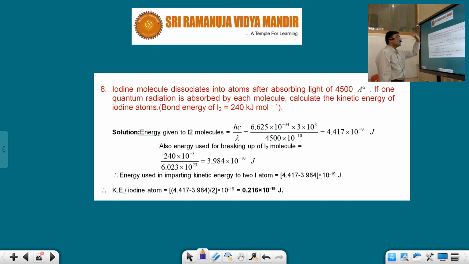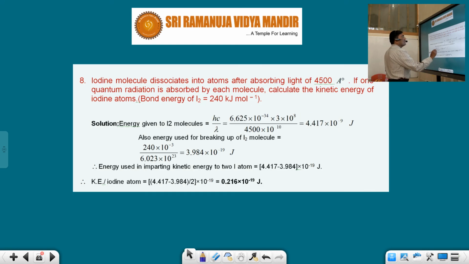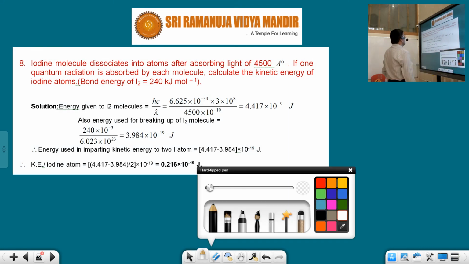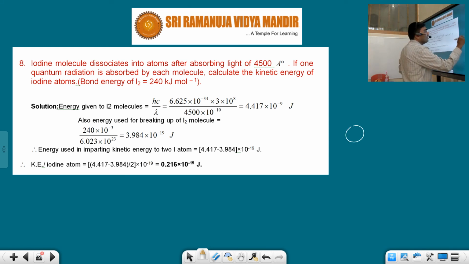Let us see an interesting question. Very, very important question. So I'll explain very slowly. Have a look. Now you have here iodine molecules dissociated into atoms. This is an iodine molecule. This is I and this is I. Now you supply some energy, and it gets dissociated into atoms, I and I.